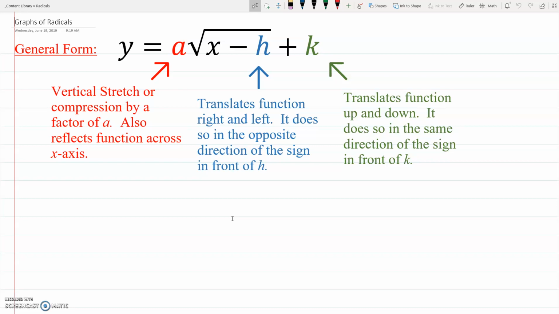to the right. Okay? Plus k, if I put something outside of the house in the back and I add it or subtract it, that's going to translate the function up or down. And it does so in the same direction of the sign in front of it. So if it's plus, it moves it up. If it's minus, it moves it down. Okay, let's take a look.